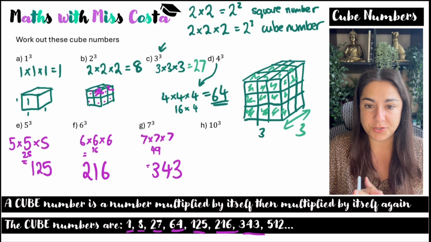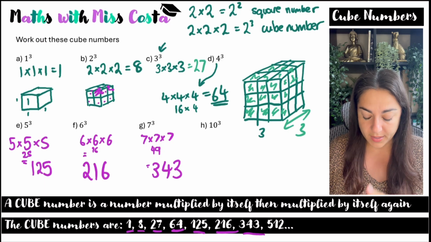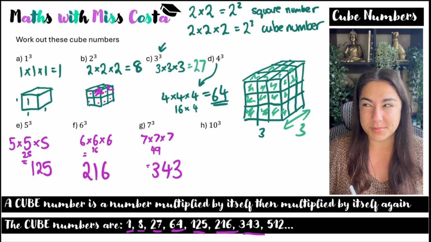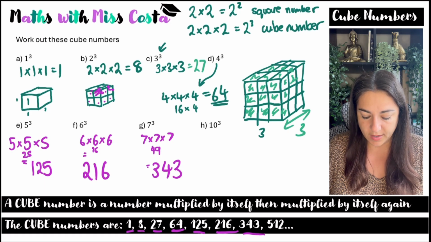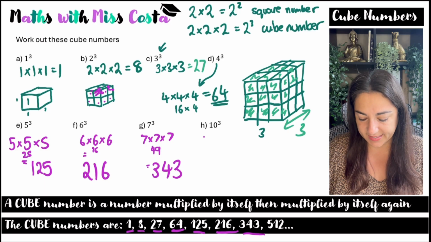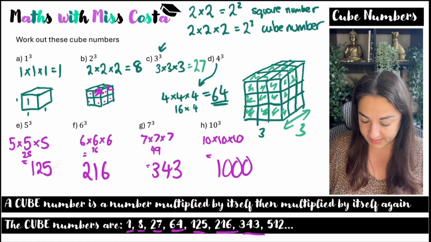And also just think to yourself, okay, what number times by itself 3 times will give me this? That's how we know cube numbers. There's not going to be that many. You only really need to know them up to 10, I'd say. And probably you only need to know the ones up to 7 off by heart. And then 10 is an easy one because it's 10 times 10 times 10. 10 times 10 is 100. And 100 times 10 is 1,000.